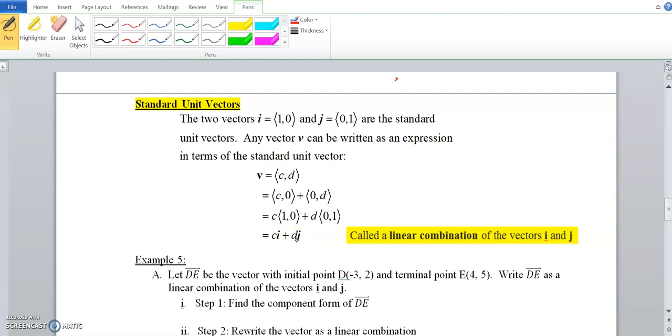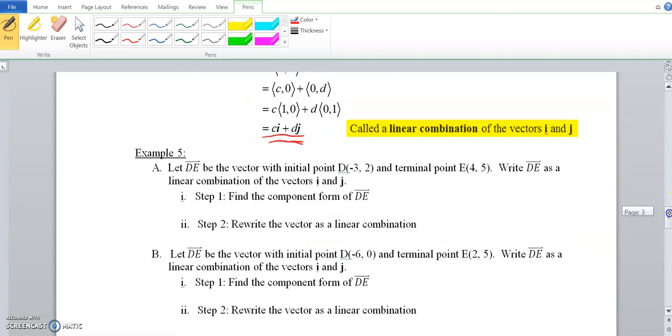So this whole thing boils down to what we call a linear combination of vectors. This form, a i plus b j, is what we often call our linear combination form, or standard unit form. Essentially it's no different than what we were doing with a component form vector. We're just going to start seeing them written differently.